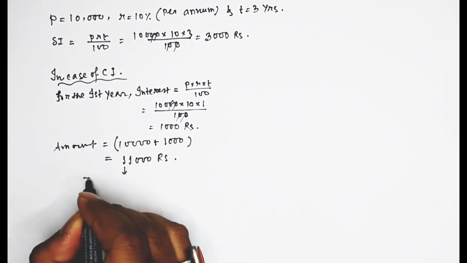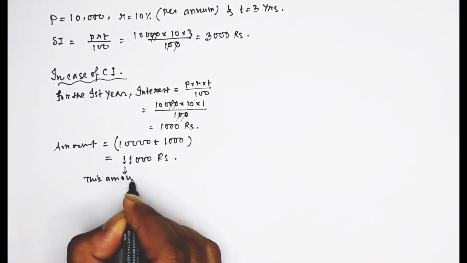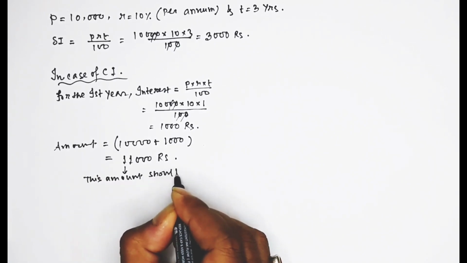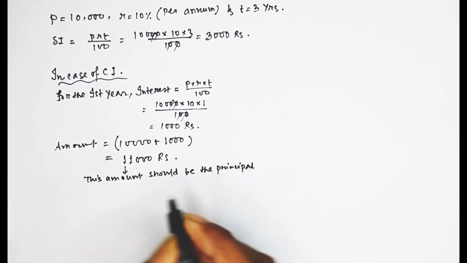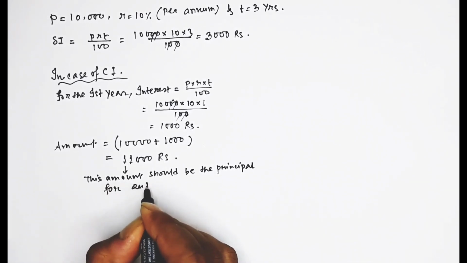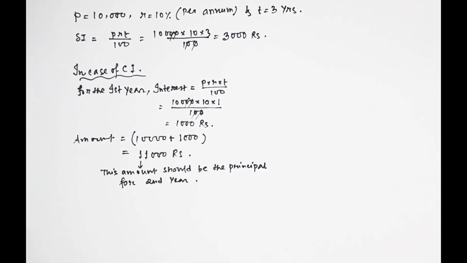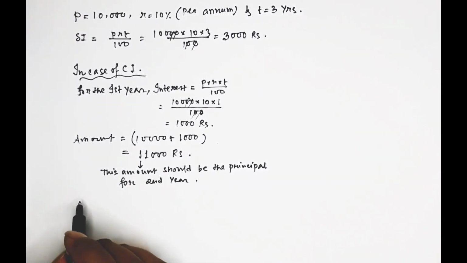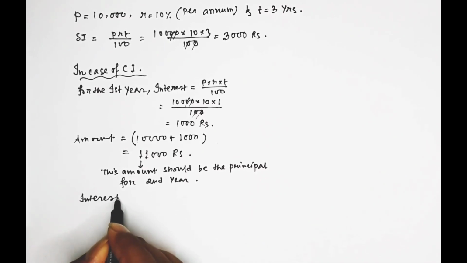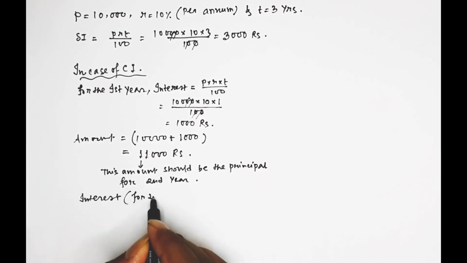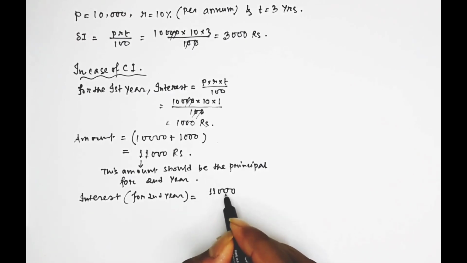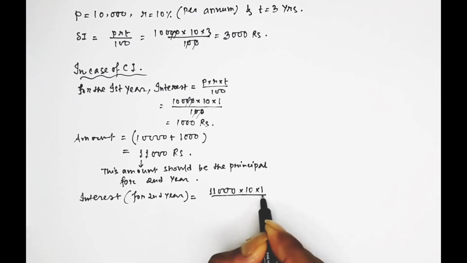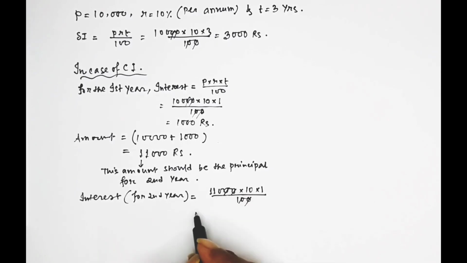This amount should be the principal for second year. So what is the interest for the second year? So interest for the second year should be 11,000 into 10 into 1 divided by 100, that is 1100 rupees.